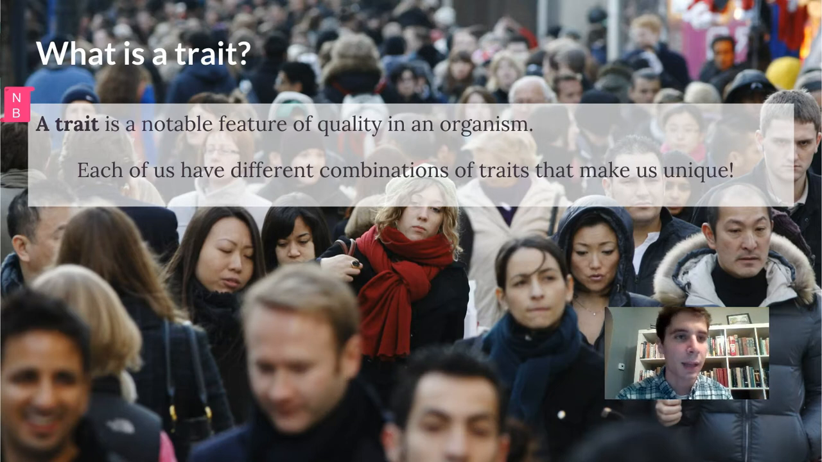Now, going beyond that, traits aren't always observable just by eye. There are all sorts of different types of traits that we might have. And we're going to take a look at some different types of traits and categories of traits in this next slide here.